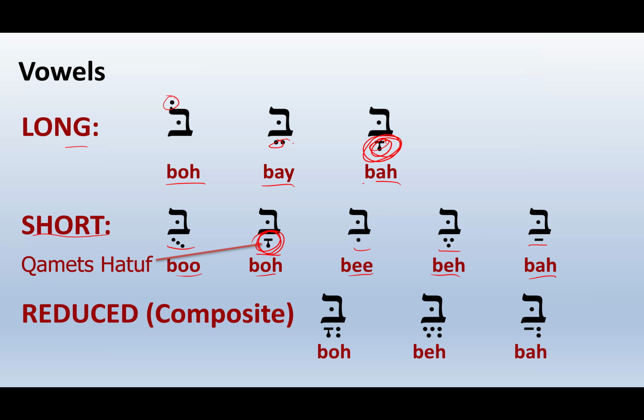bo, bu. And then we have the reduced vowels. You have the reduced comets. You can see the comets. We're going to talk about the shva today as well. And so we have that, which reduces it. And then the reduced segol, and the reduced comets, which is an O vowel. These two are related. And so it's ba, be, bo.